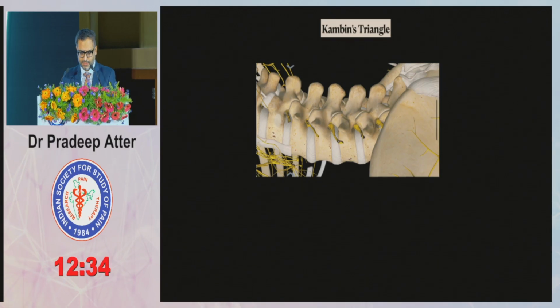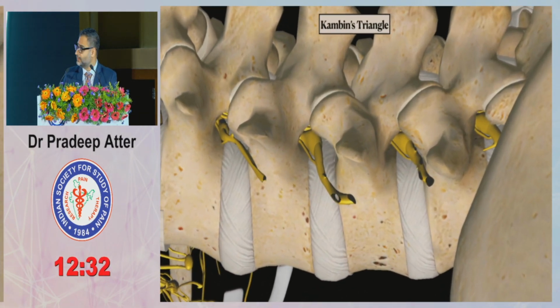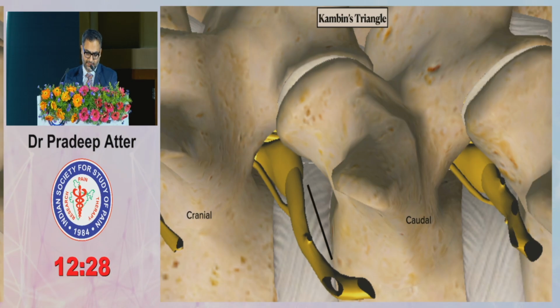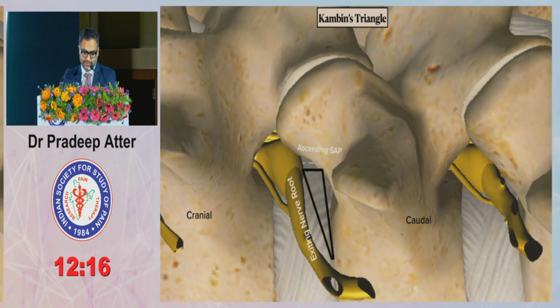Regarding the Kambin's triangle, of course, if we zoom in properly, we can find there's an exiting nerve root which forms the hypotenuse of the triangle. The ascending SAP of the lower level vertebral body is forming the base of the triangle. So this is what the Kambin triangle looks like, and this is our spot of entry.